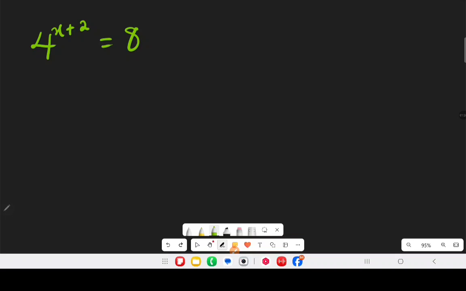Today I'm going to show you how to solve this exponential equation. I have two methods to solve it. At the end of the day, we choose the one that is best for us. Solution: 4 raised to the power of x plus 2 equal to 8.